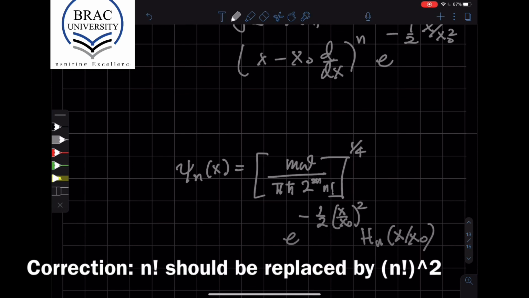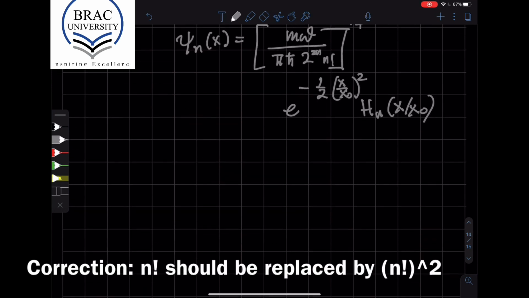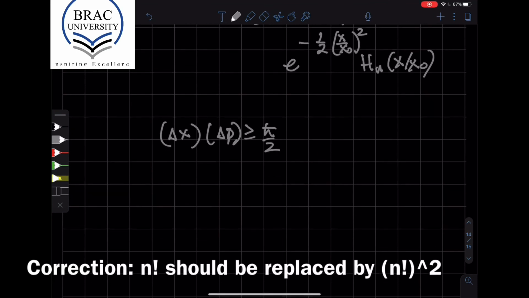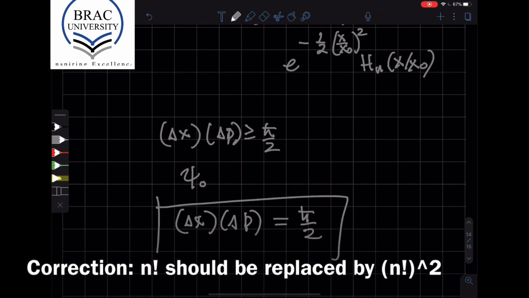So this is the solution to the time-independent Schrodinger equation. The uncertainty principle states that delta x times delta p is greater than or equal to h bar by 2. And you can show that for the ground state psi 0, which is a Gaussian state, this inequality is saturated. And the Gaussian is the only state for which the uncertainty relationship is saturated.